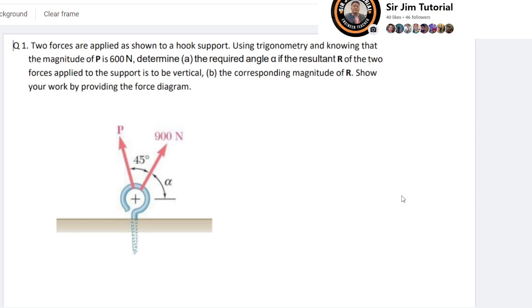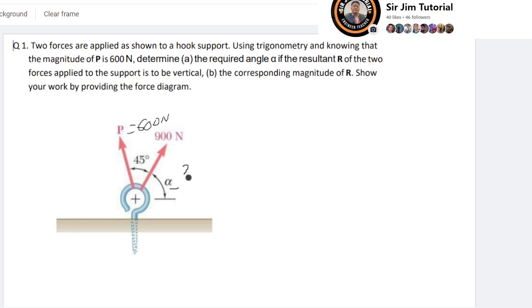So we have here two forces which are applied as shown on this hook, which could be part of a structure with a hook and applied forces. Now, using trigonometry, and knowing that the magnitude of P is equal to 600 Newton, so this is 600 Newton, we are asked to determine the force here. The other one is 900 Newton. We are asked to determine the required angle. This one, what is this?